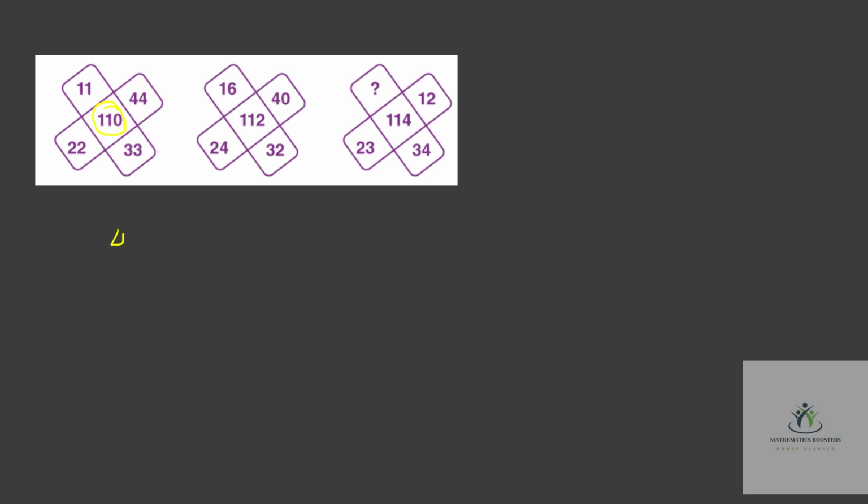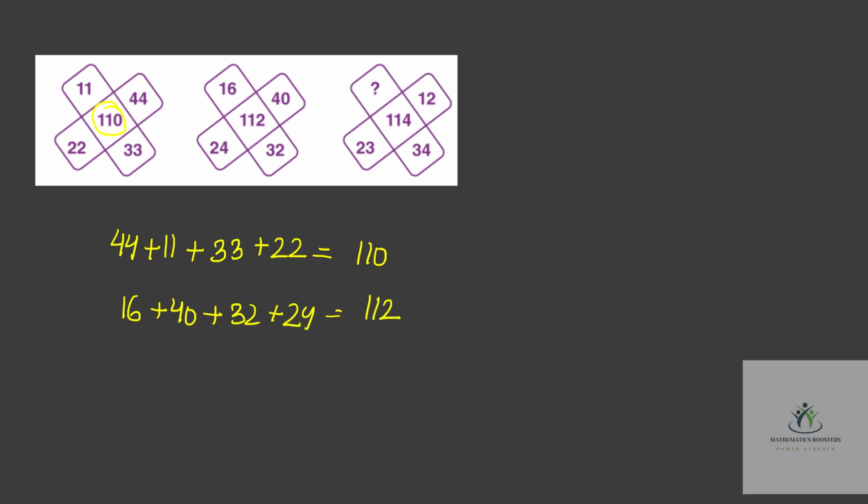110. So if you add all the numbers, this will give you 110. Similarly, in the second part, 16 plus 40 plus 32 plus 24 is giving you 112. So what is our pattern? Adding all the numbers, right, left, top, bottom. It's a sum which is written in the middle. So we will follow the same thing.